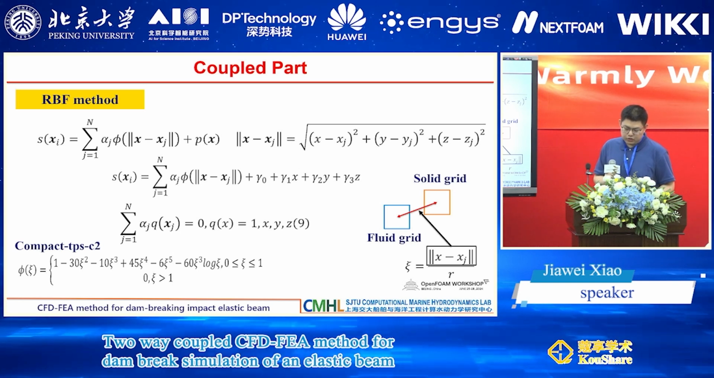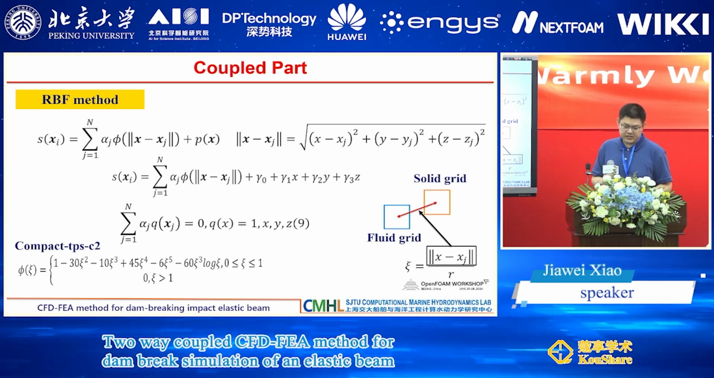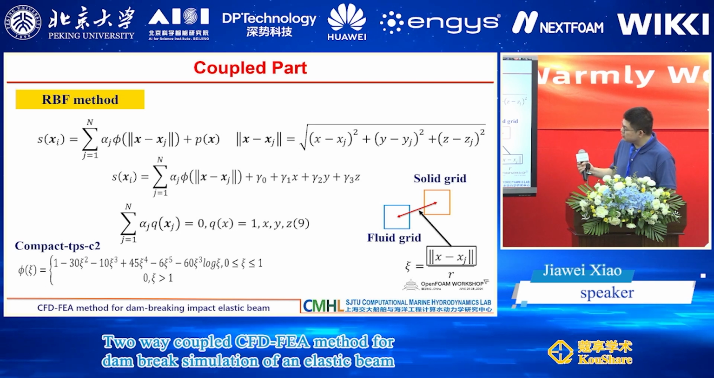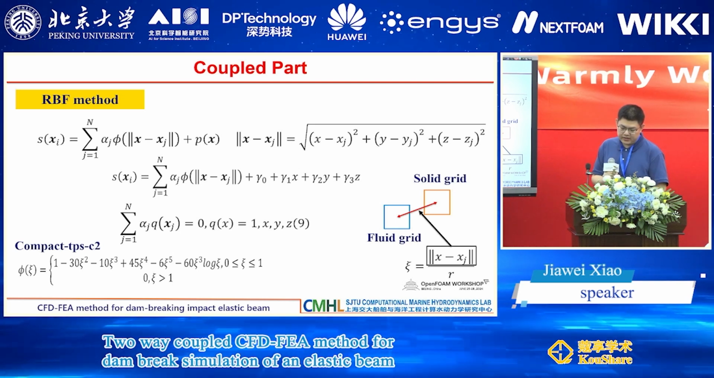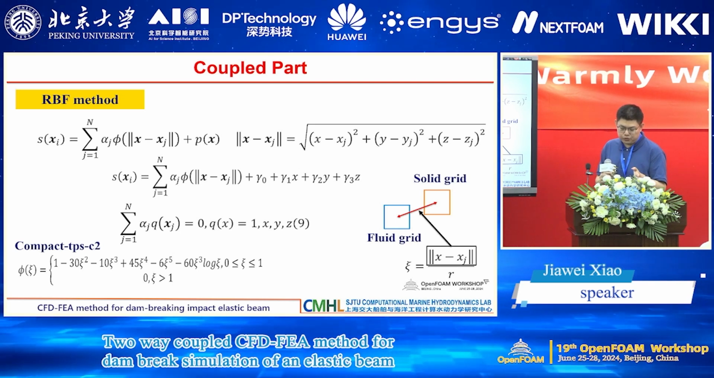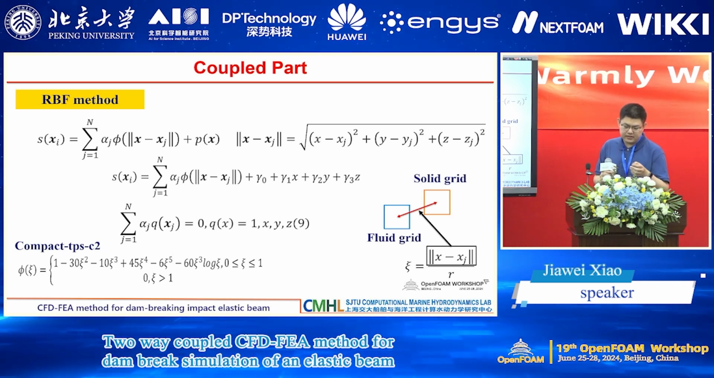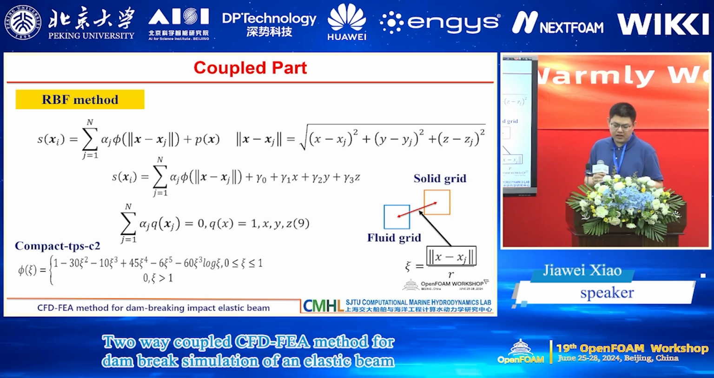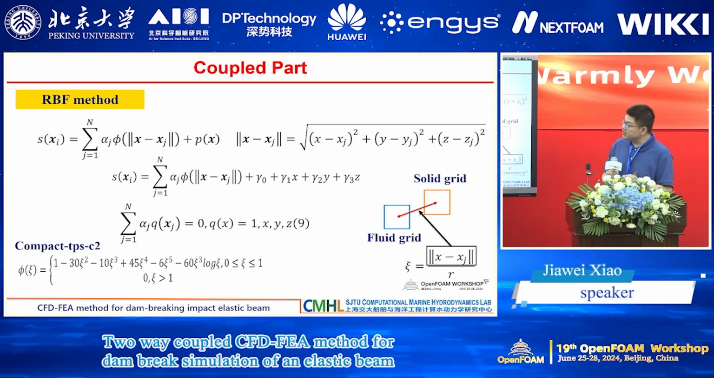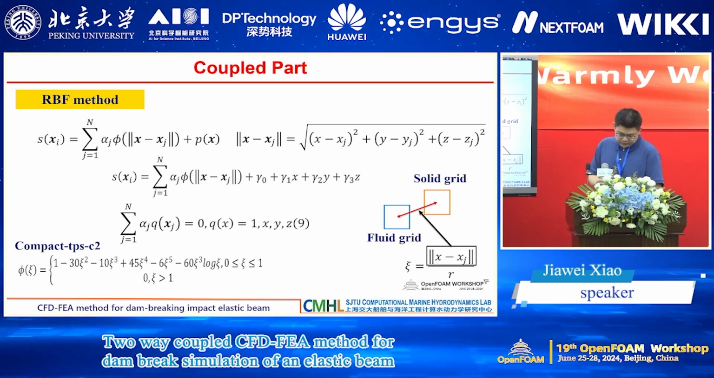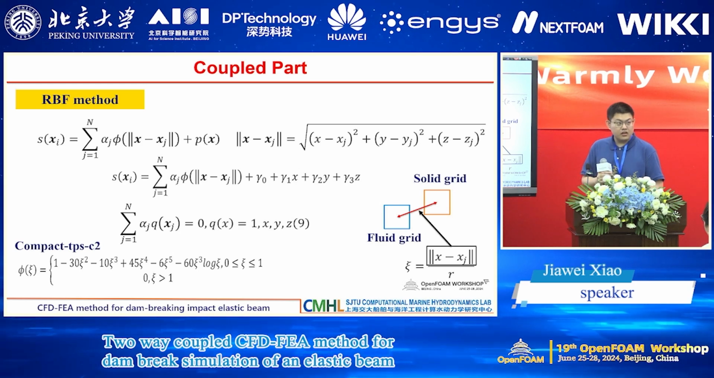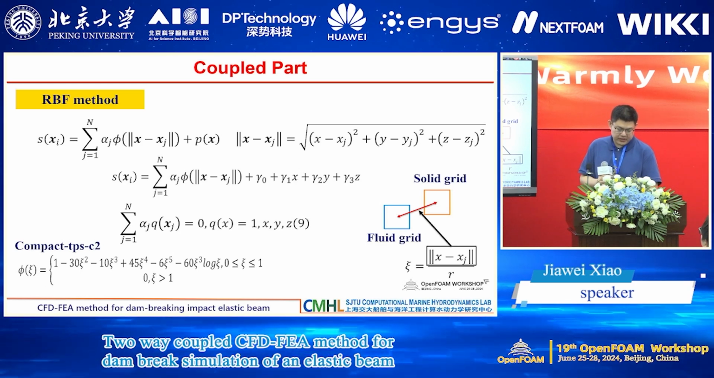And in order to improve the computational efficiency, we introduced the support radius R in the study. When the distance between the fluid grid and the solid grid is larger than the radius R, the radial basis function is 0, which makes the matrix sparse and banded.